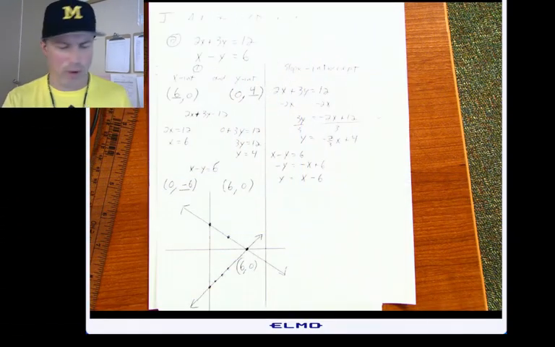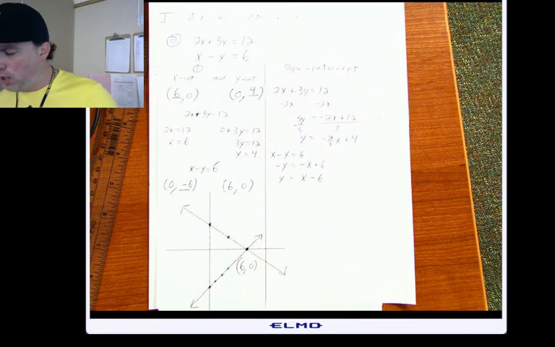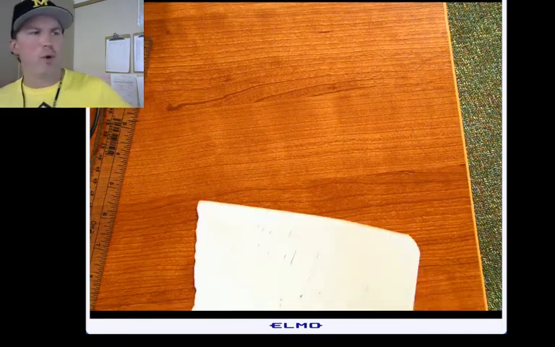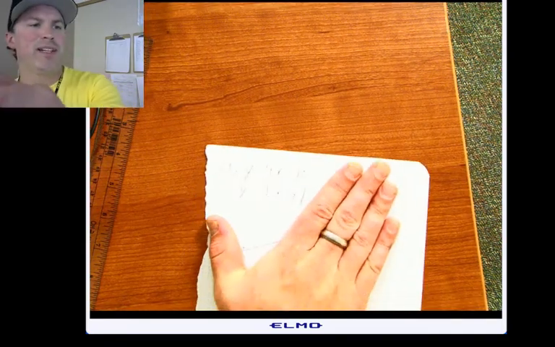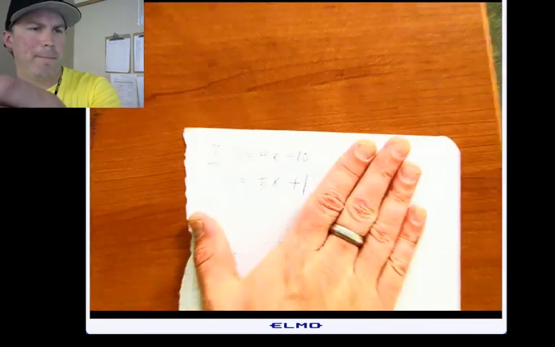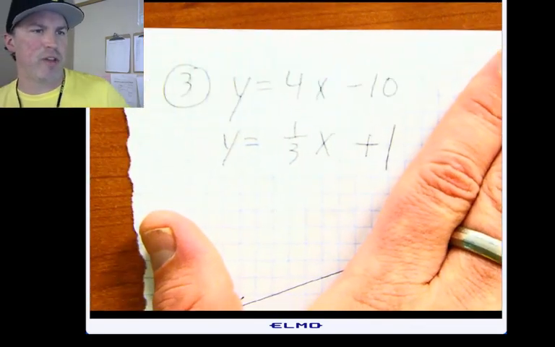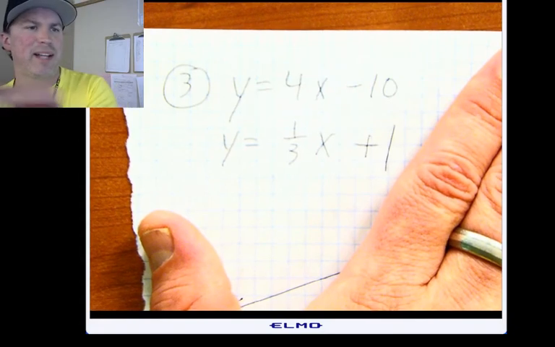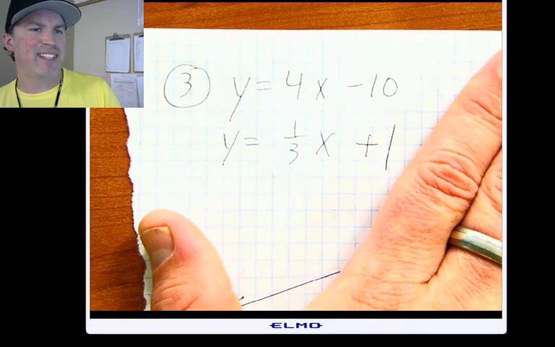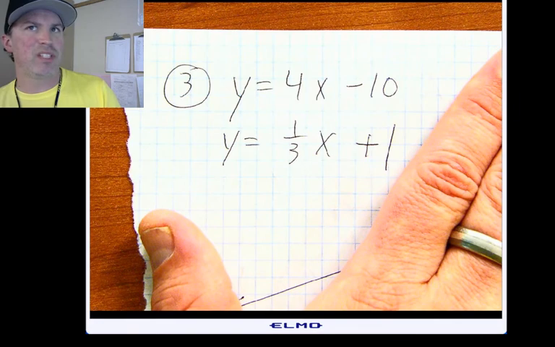If you feel good about your practice at this time, I think you're good for your lesson, and you should move on with your life. But if you'd like a little bit more practice, I have 2 more example problems for you. Here's example number 3. These are the 2 equations. The first equation, y equals 4x minus 10, and the second equation is y equals 1 over 3x plus 1.